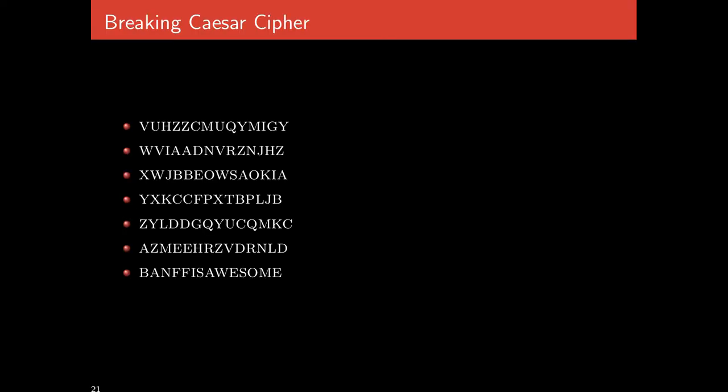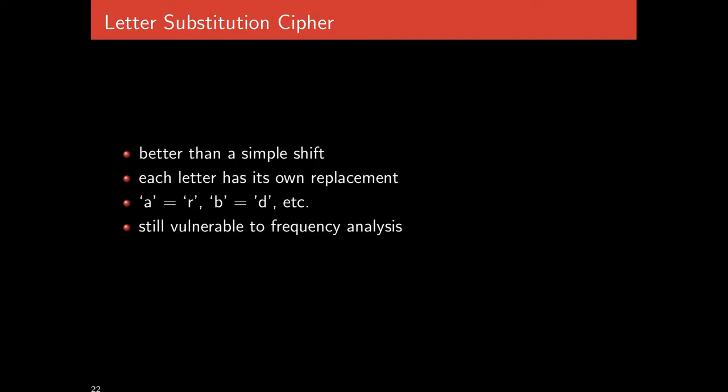So consider this mess of letters here. We can just try going through all possible rotations of alphabet symbols, increasing them one by one, until we get something that's readable, and then we can conclude that that was the key.